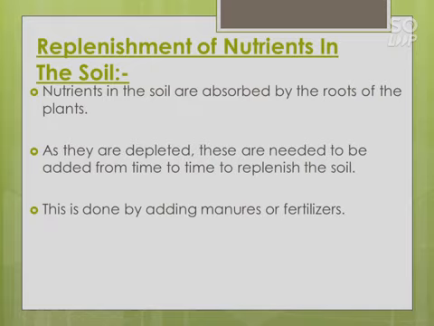Similarly, fertilizers. Fertilizers are chemically made. They are made in factories. We don't have to dig a pit. We directly make nitrogen chemically, phosphorus chemically, potassium chemically. So this is the difference.